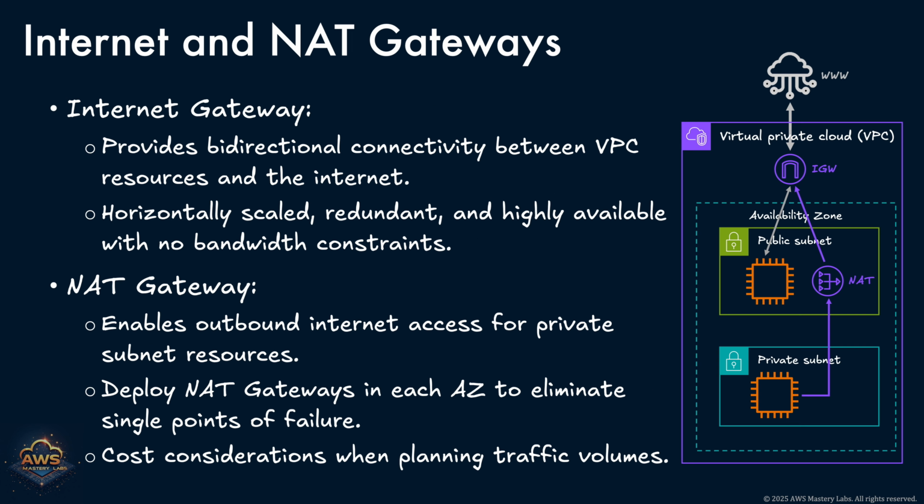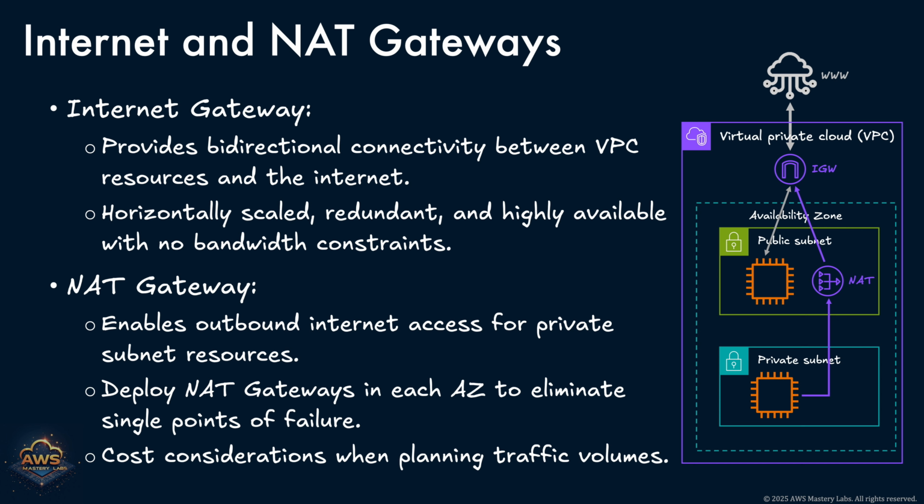Establishing internet connectivity in AWS begins with two key components: the Internet Gateway and the NAT Gateway. Each plays a distinct role in enabling secure access between your VPC and the outside world. The Internet Gateway is a horizontally scaled, redundant AWS-managed component that provides bidirectional connectivity between resources in your VPC and the public internet. It's essential for enabling communication from public subnets, such as those hosting web servers or public APIs. Designed for high availability, the IGW imposes no bandwidth limits, scaling automatically as your traffic increases.